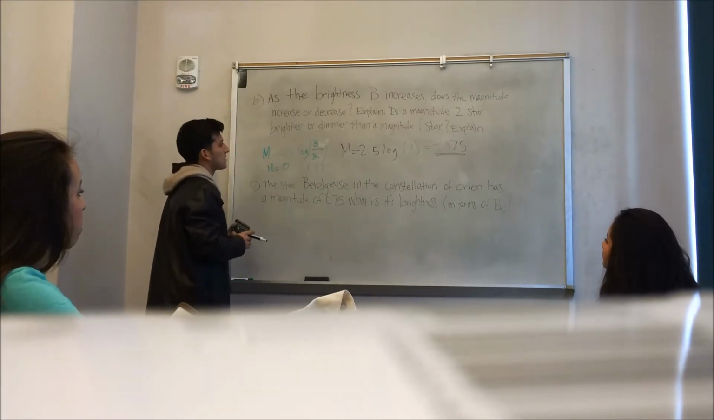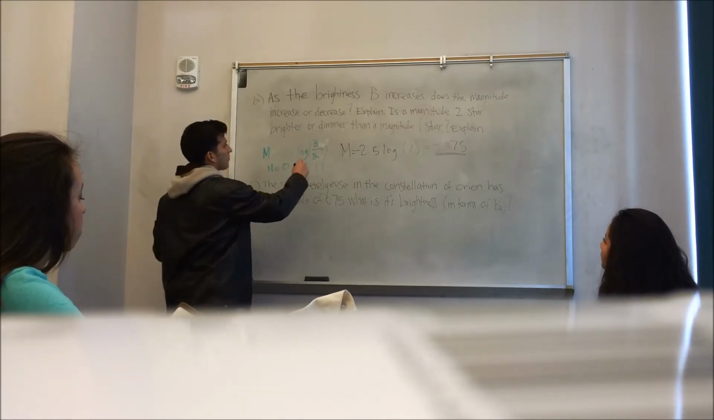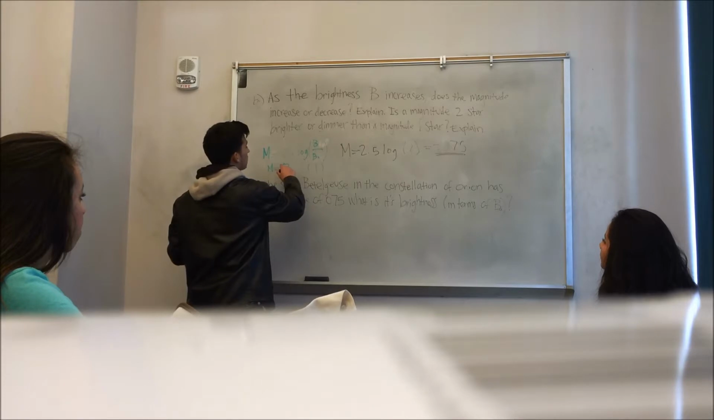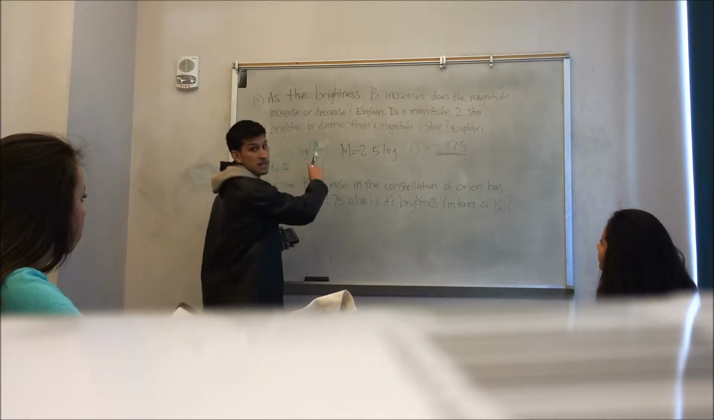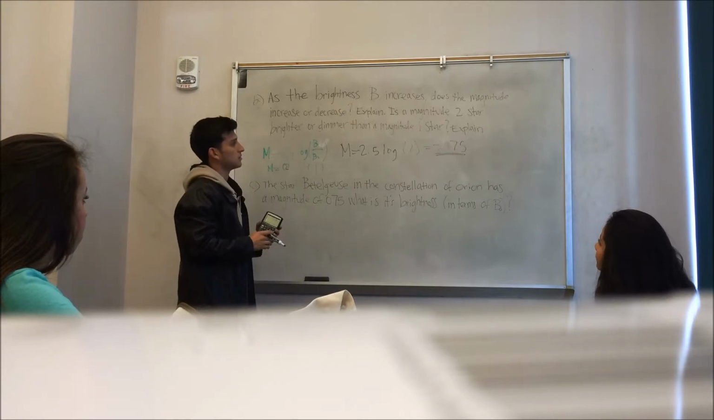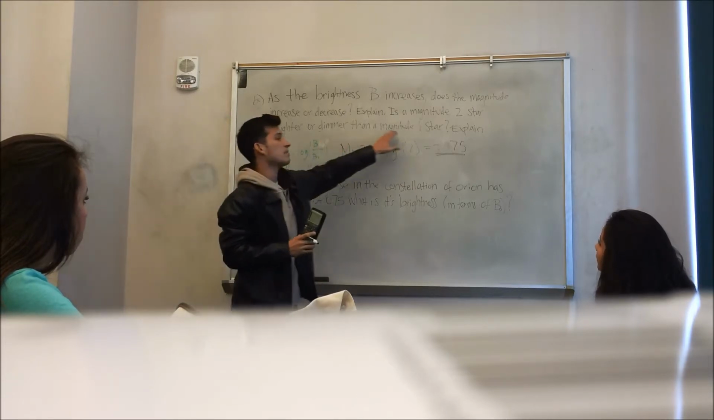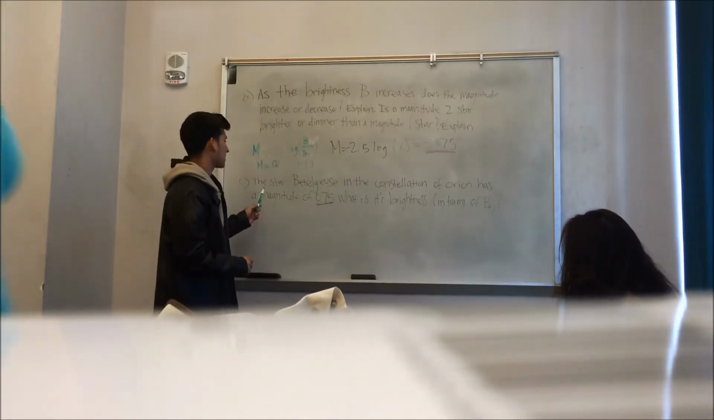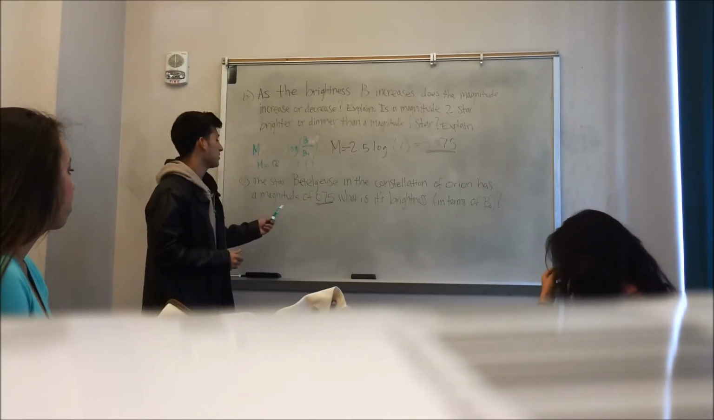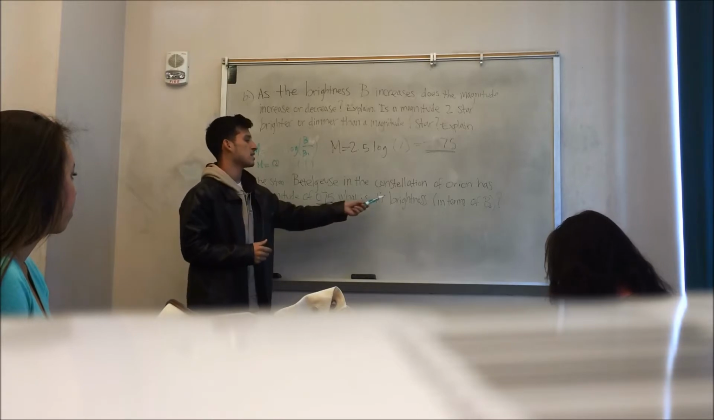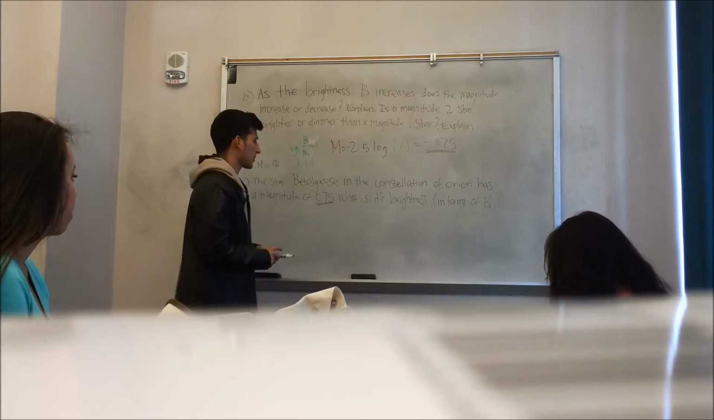Well, from this, as we could see, as the magnitude goes up, the star is going to be dimmer. So it's going to be dimmer than the magnitude 1. Next part of the question asks, the star Betelgeuse in the constellation of Orion has a magnitude of 0.5. What is the brightness in terms of B naught?